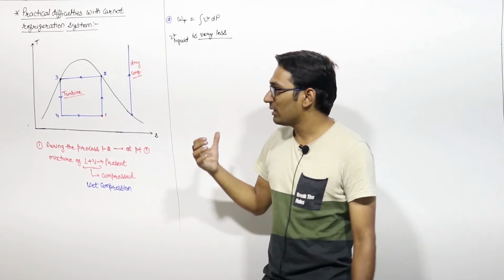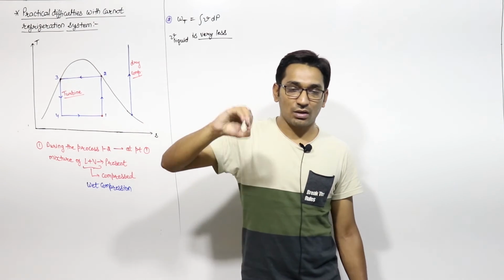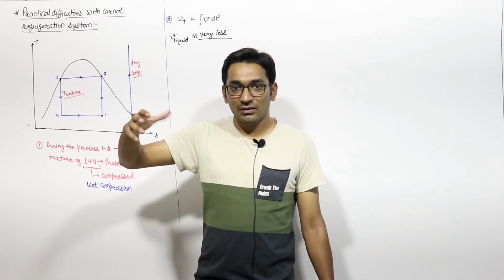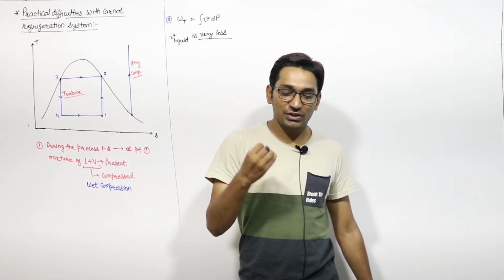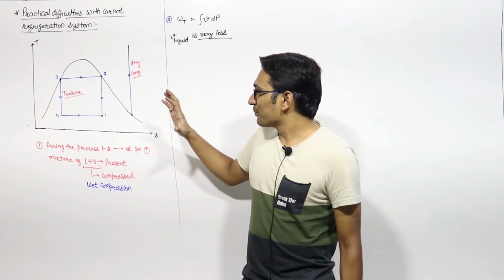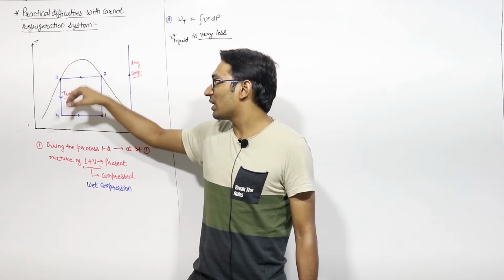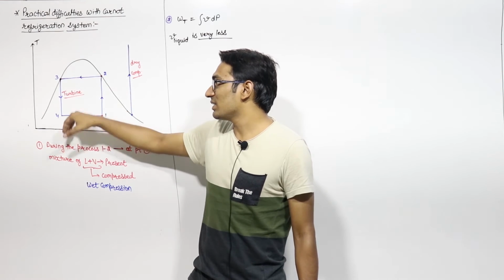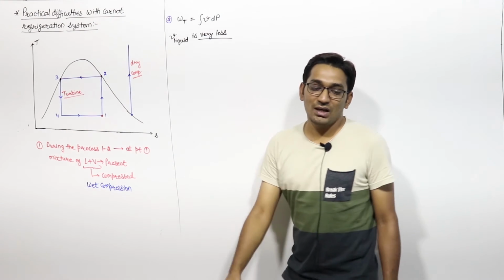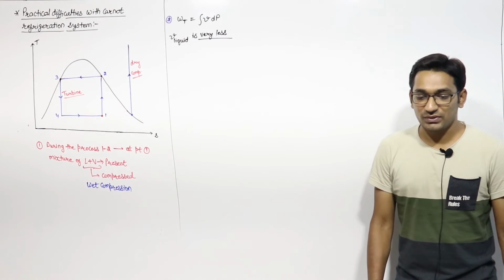What we did: instead of this turbine, we use a throttling device to expand, which is very cheap and very good for the expansion. And instead of this isothermal heat addition and heat rejection process, we are using isobaric heat rejection and heat addition processes.